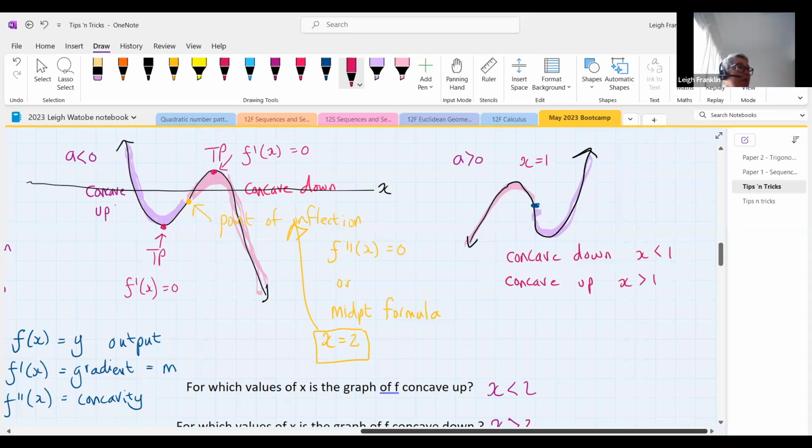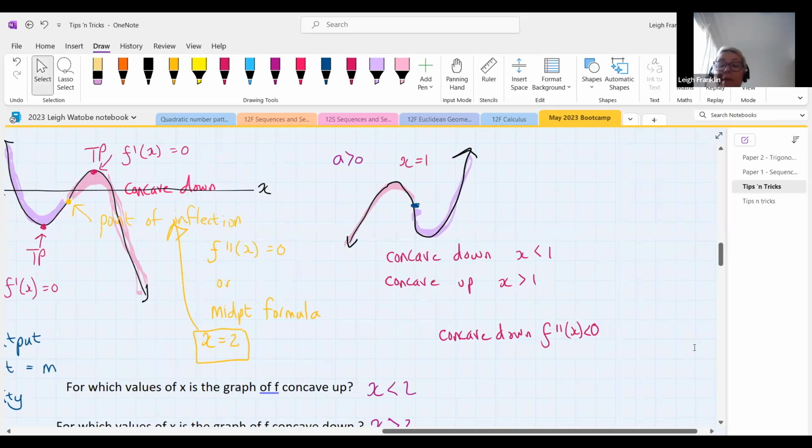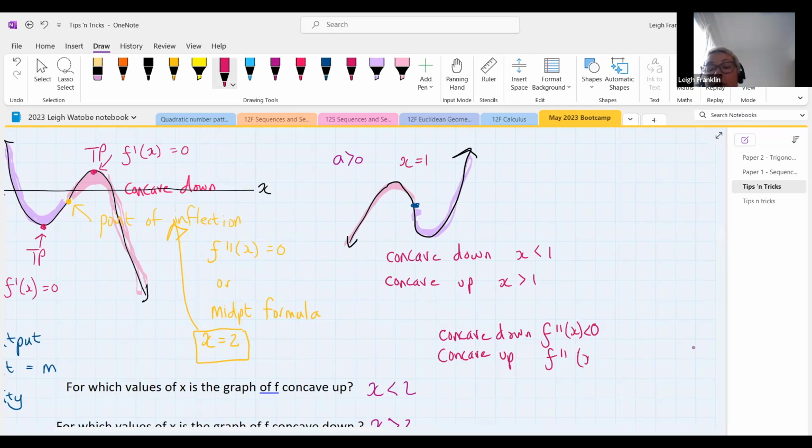Okay, so concave up and concave down can also be written in another way. Concave down can also be written where f prime prime x is smaller than 0. That's concave down, so f prime prime x is smaller than 0. They can also describe concave up as f prime prime x is greater than 0. So that's using words and then using notation as well.